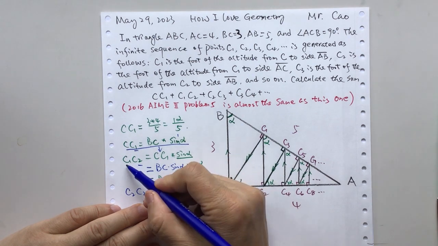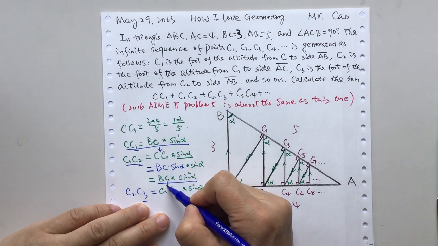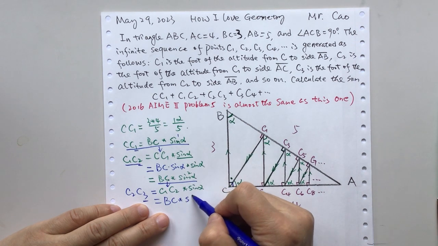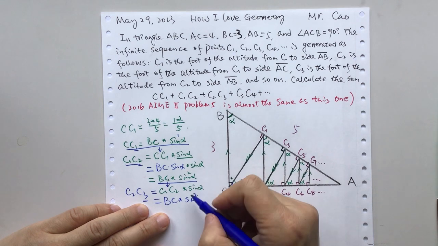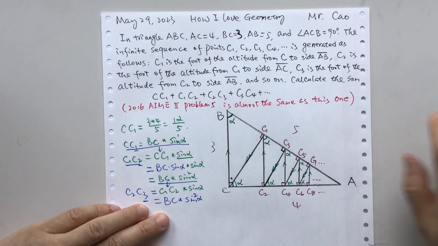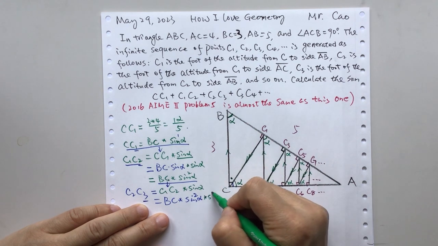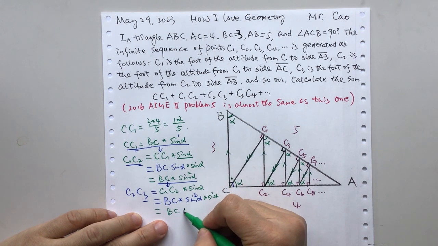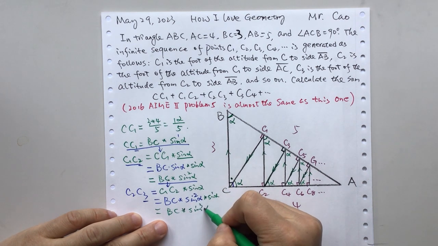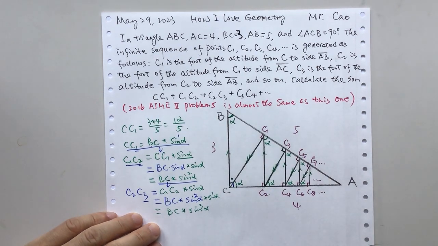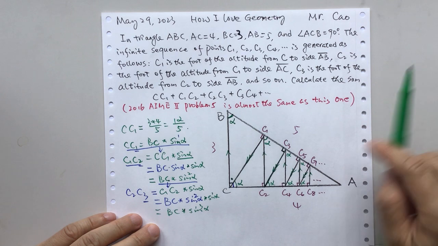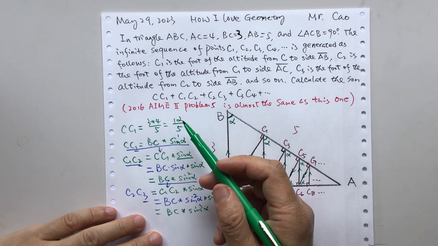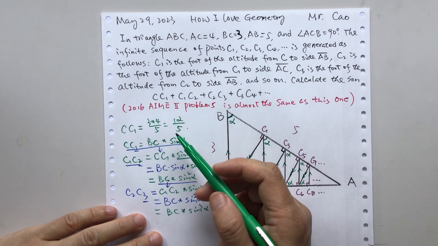We can use this to plug in, substitute, or see, BC times sine to the second power alpha, right? Then times sine alpha. So it equals BC times sine cubic alpha. Yes, we find the pattern. The pattern is the next term equals the previous term times sine alpha.